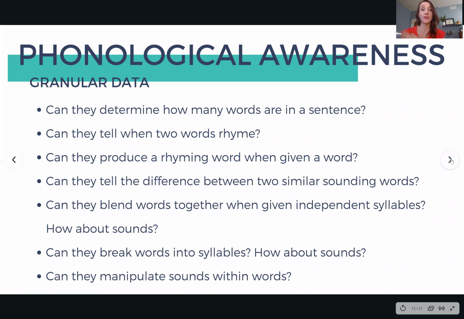So, for example, if you had a student who you recognized was struggling in phonological awareness, their phonological awareness skills were not where we wanted them to be, they weren't at target, then we need to start looking more granularly, and we can start to ask questions like, can they determine how many words are in a sentence? Can they tell when 2 words rhyme? Can they produce a rhyming word when given a word? Can they tell the difference between 2 similar sounding words?